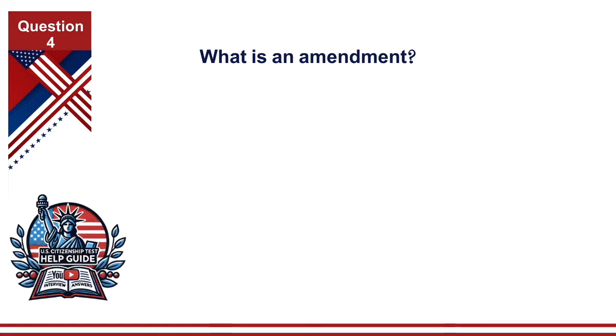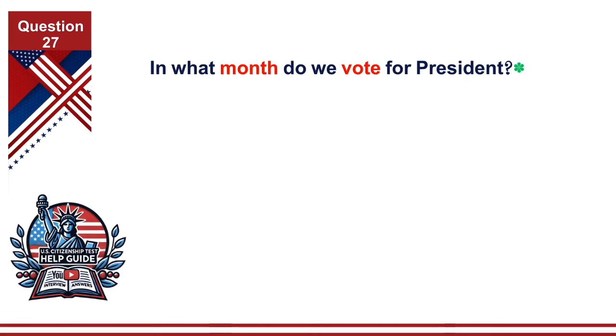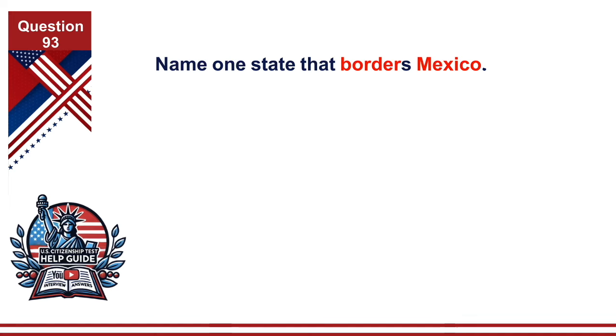What is an amendment? A change to the Constitution. In what month do we vote for president? November. Name one state that borders Mexico. California.